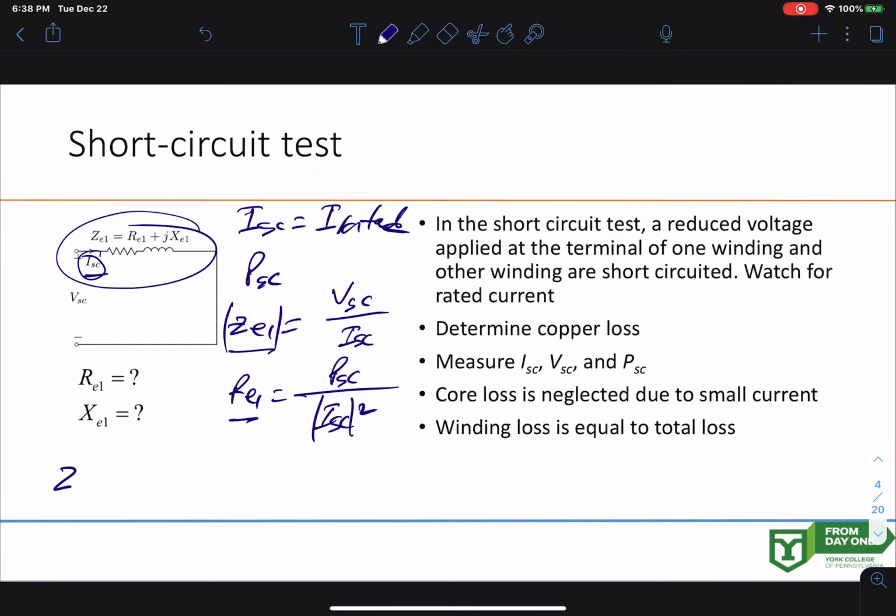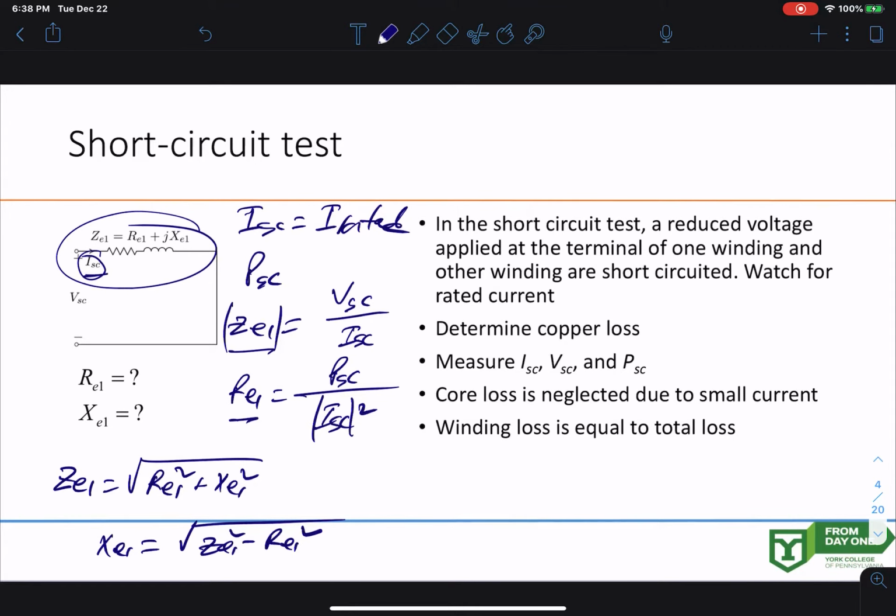If you look at here, that ZE1, if you try to find the magnitude, that would be what, RE1 squared plus XE1 squared. So your XE1 would be ZE1 squared minus RE1 squared, right? So you got that XE1. So that's your goal here.